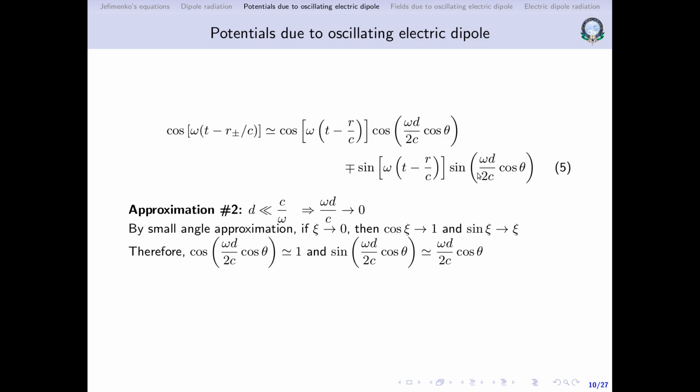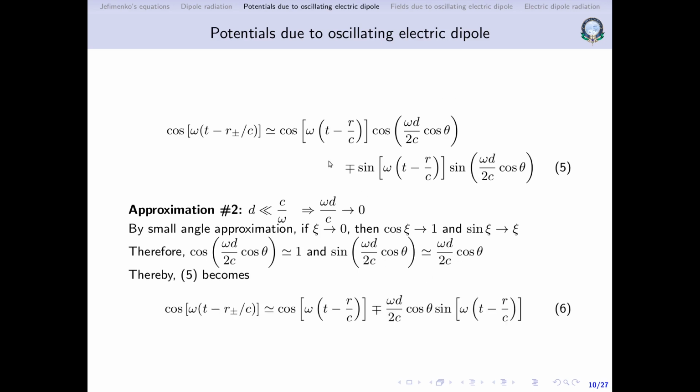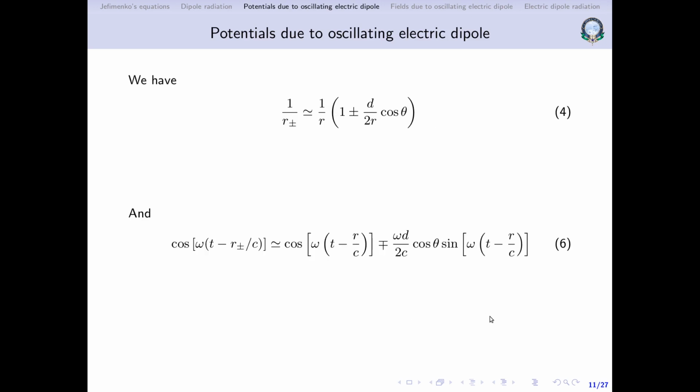So we just substitute this back here. Equation number 5 becomes cos of this, which is 1, minus plus sine of this, and of course this is going to come outside because sine of this is equal to omega d by twice c into cos theta sine omega t minus r by c. We call this equation number 6. So there we have it. We have obtained the cos terms and we have the reciprocal of r terms.